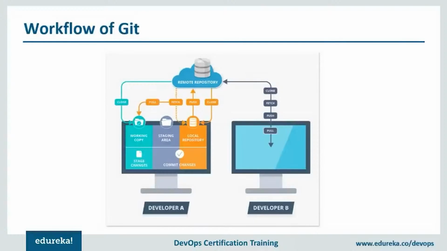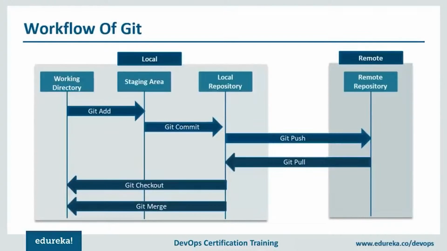So now that you have a basic idea of Git workflow components and the commands used, let's discuss the workflow now. So as you can see on the diagram on the screen, I'm going to explain the workflow of Git through this diagram. So suppose I am a developer and this is my working directory. Now what I want to do is make some changes to the local repository. Since it is a distributed version control system, I have my local repository as well.